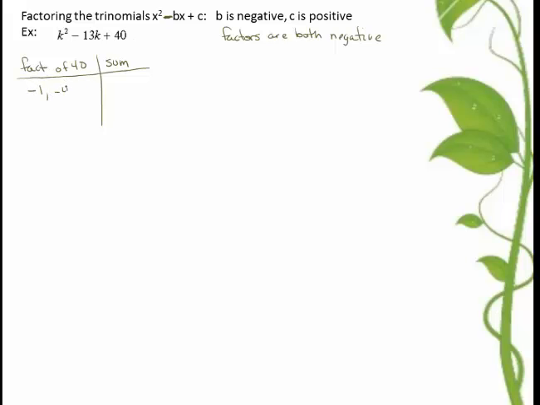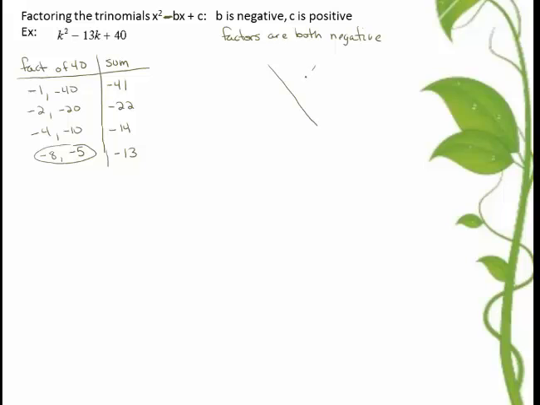So I have negative 1 and negative 40. Those will add up to negative 41. Negative 2 and negative 20 will add up to negative 22. Negative 4 and negative 10 will add up to negative 14. Negative 8 and negative 5 will give me negative 13. So here's the ones I want to use.